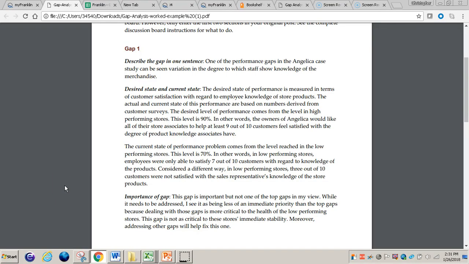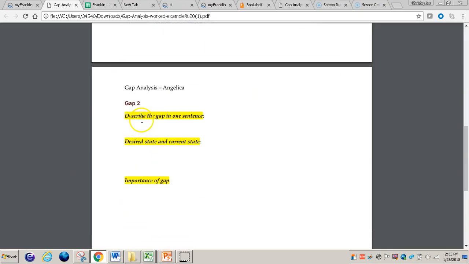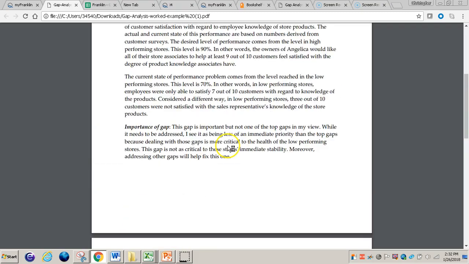So here's the assignment for this week's discussion. Now it's important to understand that within this week's discussion, you will see "describe the gap in one sentence," the desired state and current state. Those are the two parts that you will fill in for the discussion. And then you'll be able to see within the directions the importance of the gap. You're going to be replying to each other about the importance of the gap. So you'll just do the first two within the discussion for this week.